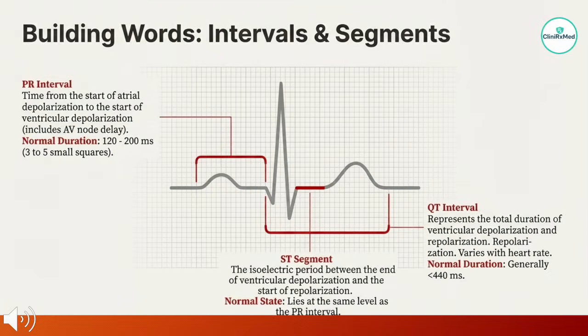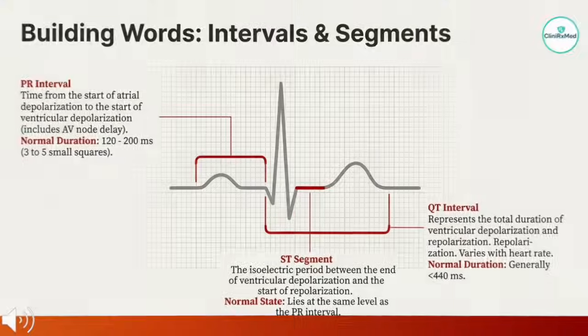We also look at the spaces between waves. The PR interval measures the time from the start of atrial to the start of ventricular depolarization. The ST segment is an isoelectric period that should lie level with the PR interval. Lastly, the QT interval represents the total duration of ventricular activity and varies with heart rate.